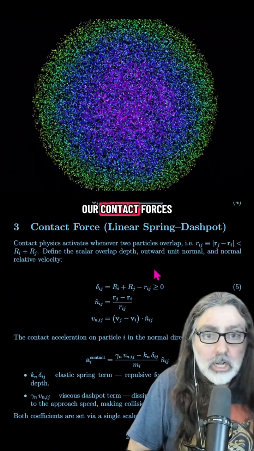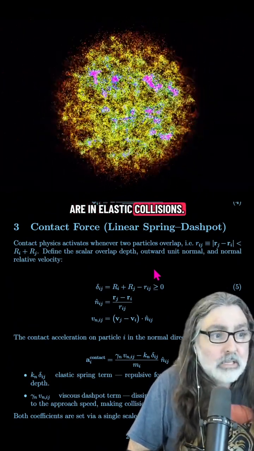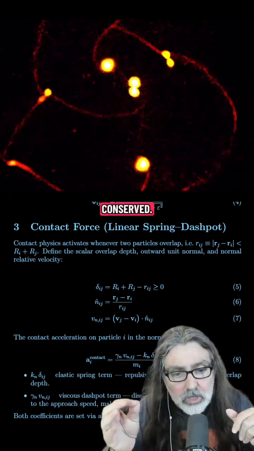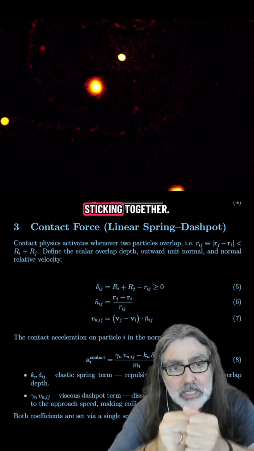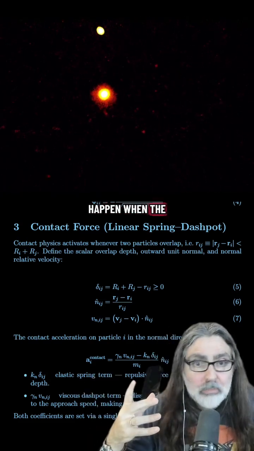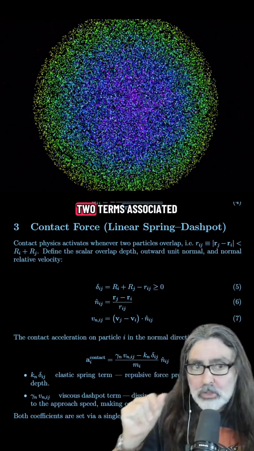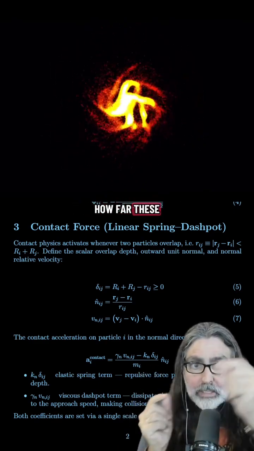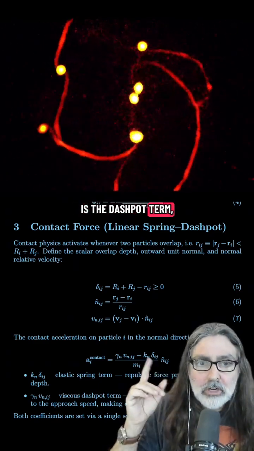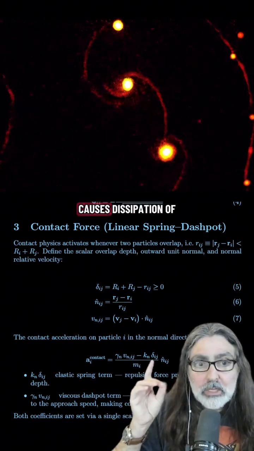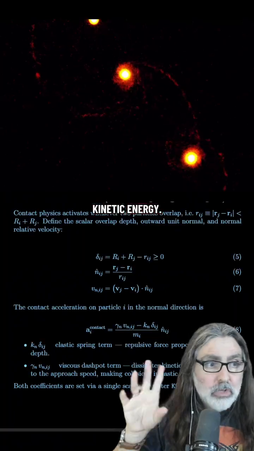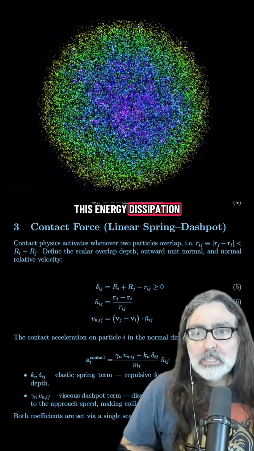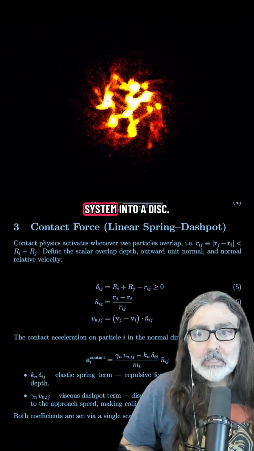Let's talk about our contact forces. These are inelastic collisions. An inelastic collision is one where kinetic energy is not conserved and momentum is conserved. Think of two putty balls thrown at each other sticking together. These collisions only happen when the particles are a certain distance apart. There are two terms associated with these collisions. There's the regular spring term right here that depends on how far these things are. And then there is the dashpot term, which depends on their velocity. And this is the one that causes dissipation of kinetic energy. You have your spring constant, and then you have your dashpot term. And it is this energy dissipation which causes the flattening of the system into a disk.